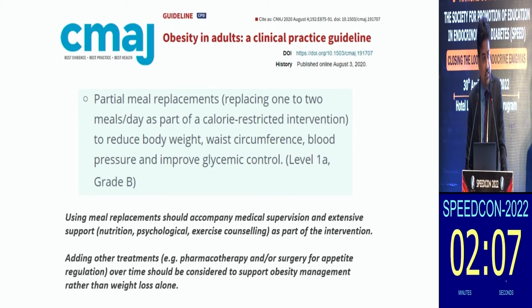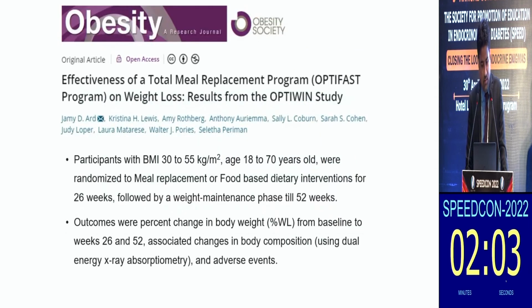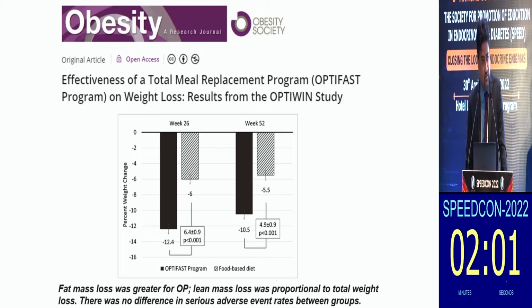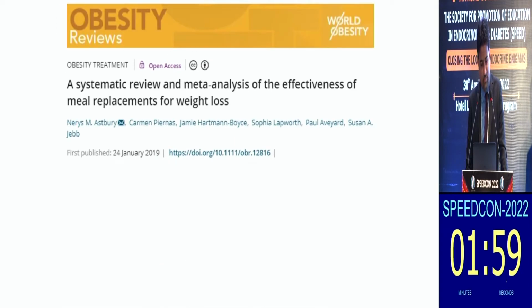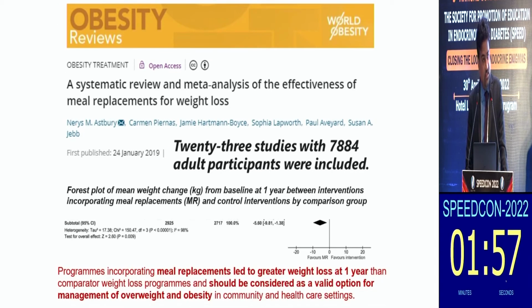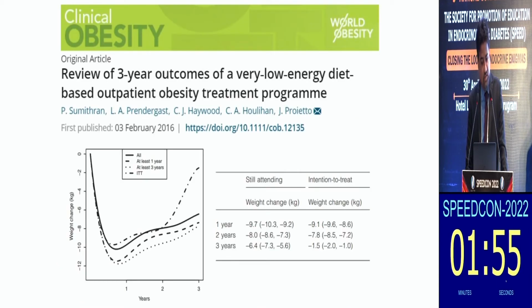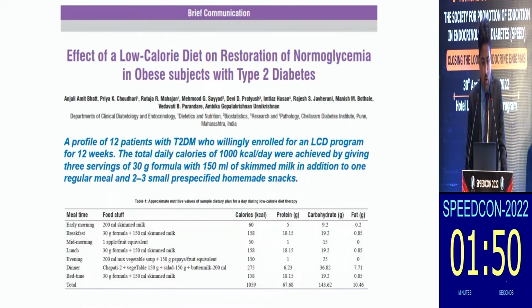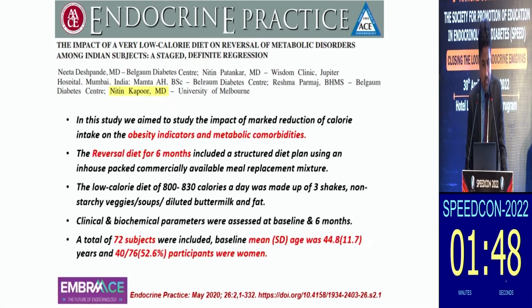Endorsed by the guidelines, again, category 1A level evidence. Several trials show significant weight loss by using meal replacements, meta-analyses suggest good weight loss, and even 3-year follow-up data is available. There's even Indian literature from Delhi, from Pune, and even from Belgaum.